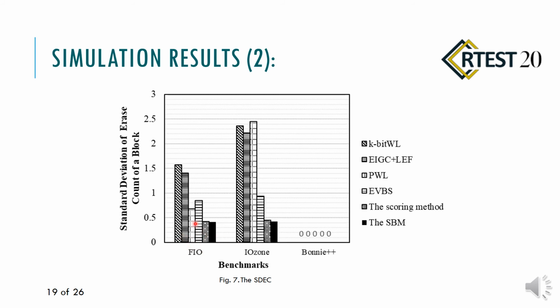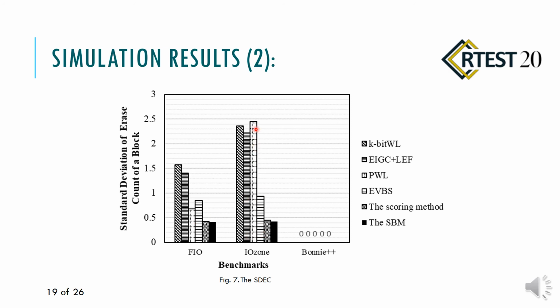In FIO benchmark, while the FIO benchmark contains fewer and smaller write requests, which are served in blocks across all channels, the flash blocks are less erased and more evenly erased. So our method shows a better result in FIO benchmark compared to IOZone.